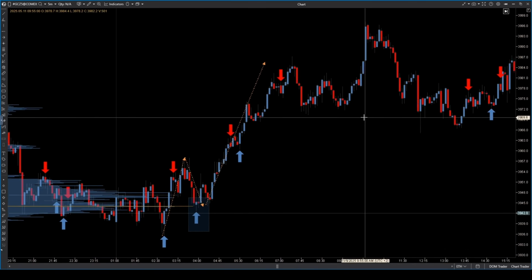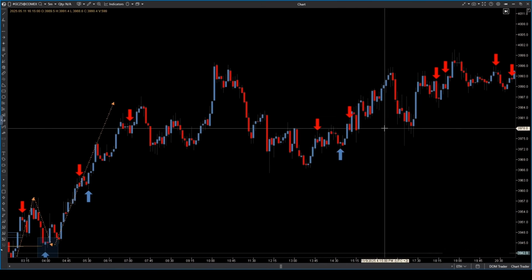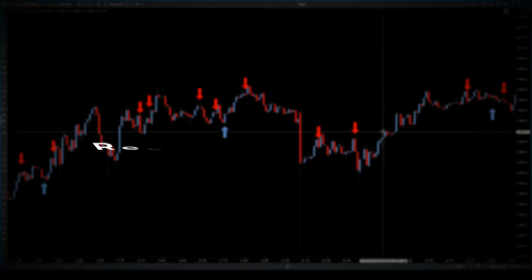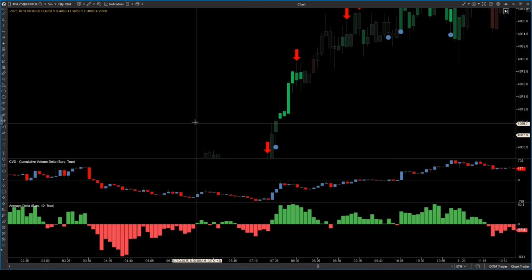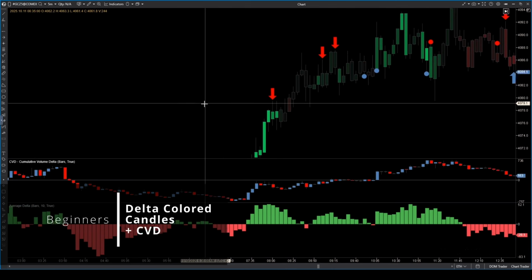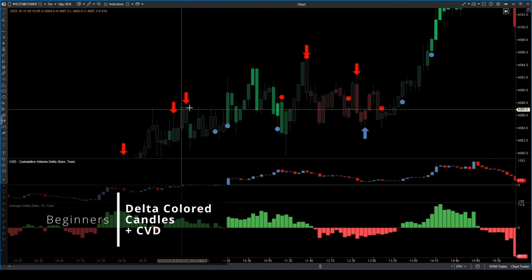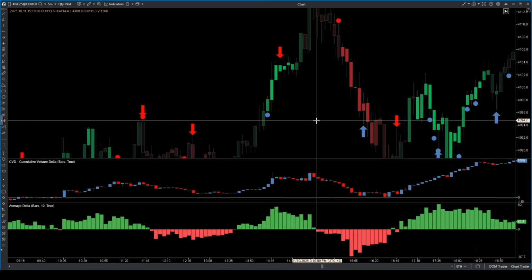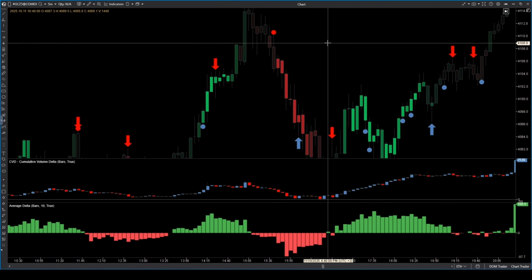Who is it suitable for? For intraday traders and also for traders who are looking for counter-trend strategies. Final recommendations. For beginners, start with delta-colored candles and CVD. This will help you learn to visually assess the market and understand the overall balance of power.